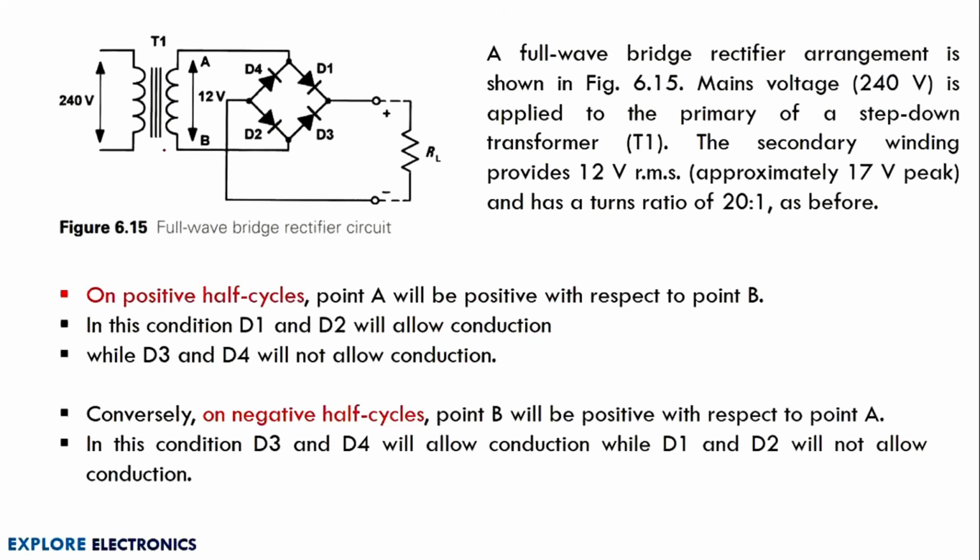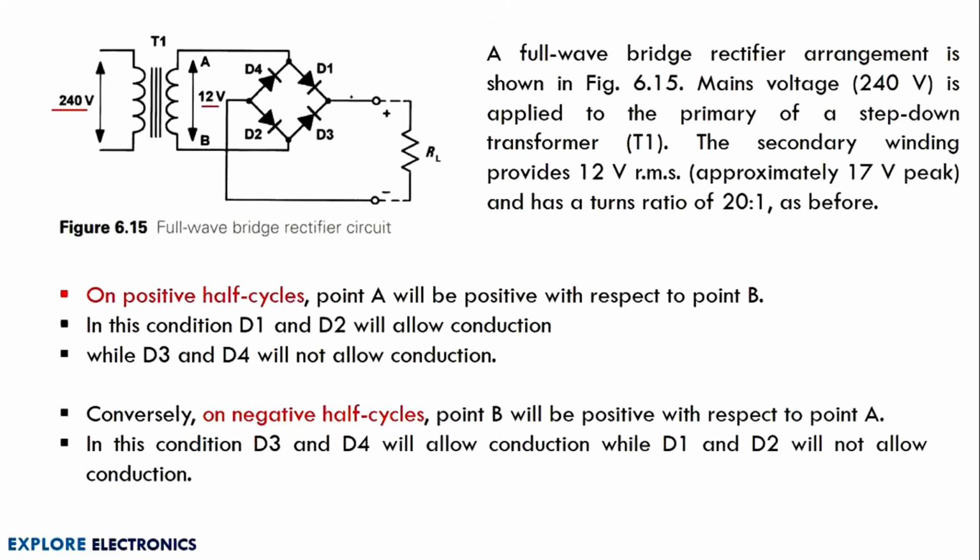Again there will be a transformer at the input. It has a primary coil connected to 240 volt AC, and a secondary coil. The secondary coil gives the step down voltage, something like 12 volts RMS, and it is connected to the diode arrangement. Here 4 diodes are connected in this fashion. You need to remember how the diodes are connected. They are named D1, D2, D3, D4, as opposite diodes conduct at a particular time.